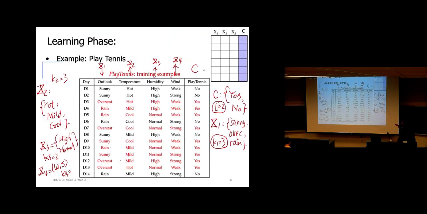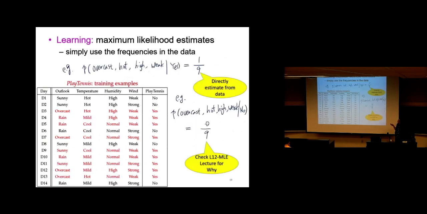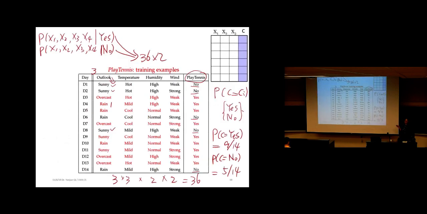All right, so this is just a more concrete example: x2 has 3 cases, x3 has 2 cases, x4 has 2 cases, x1 has 3 cases, and C. This is 1/9 and then 0/9. You just directly estimate from data. There's a total of 3 times 3 times 2 times 2 times 2 parameters to estimate, plus 2 more, which are P(C = yes) and P(C = no).